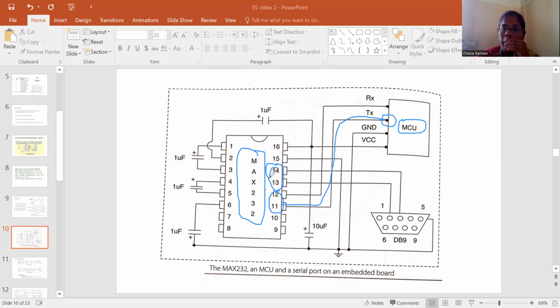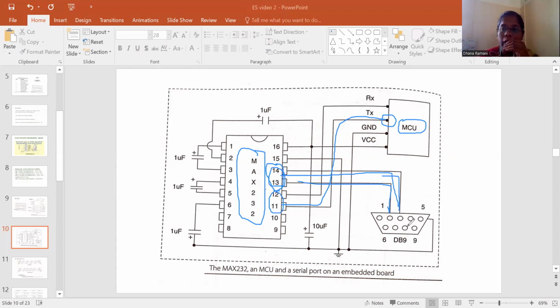So these are the pins through which the converted signal will be transmitted to the DB connector. You can see that after converting it to RS232 standard, the pins 2, 13 and 14 are sending the signal to the RS232 connector, the DB9 connector, where the signal is sent. And from the connector, the signal will be transmitted.